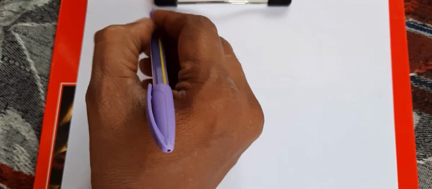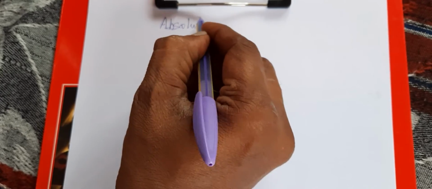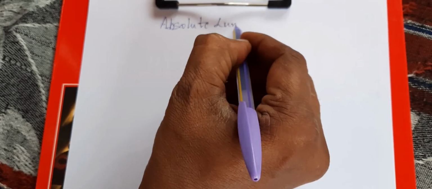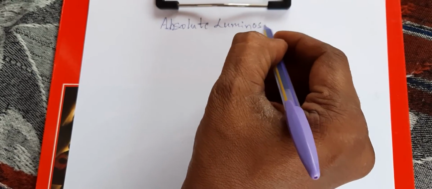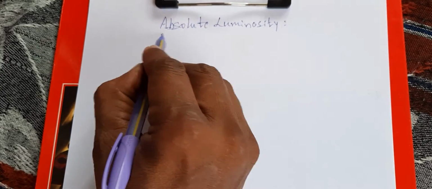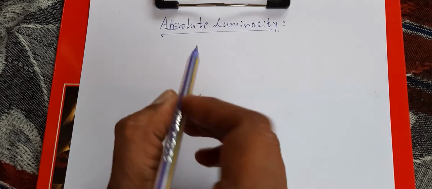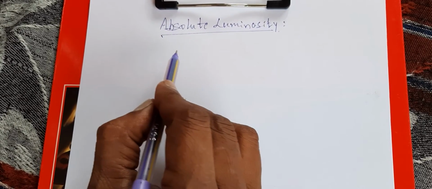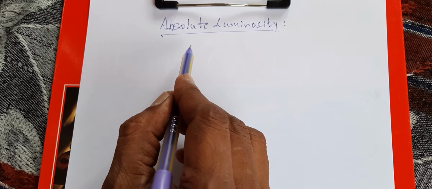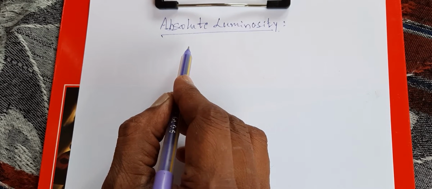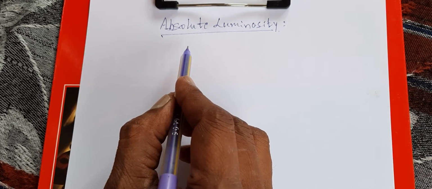Dear students, today we are going to study absolute luminosity. What do you mean by luminosity? Luminosity is the total amount of radiation or light energy emitted by a luminous object. Now, the luminous object we are considering is a star or the sun.